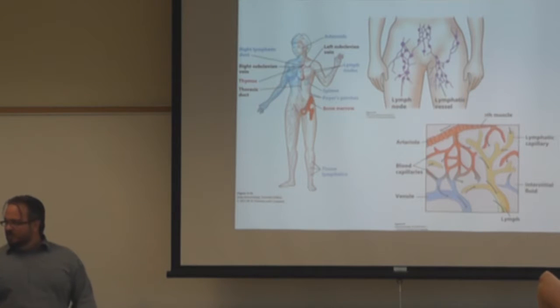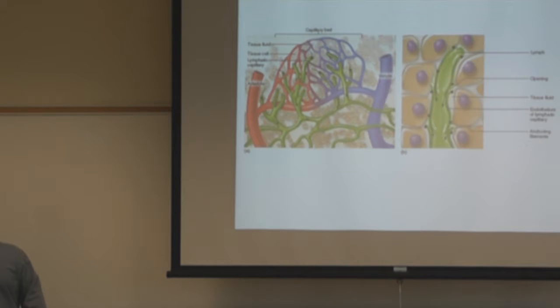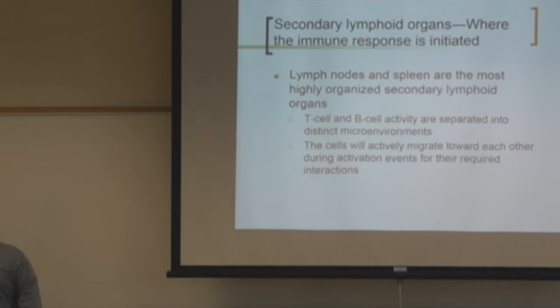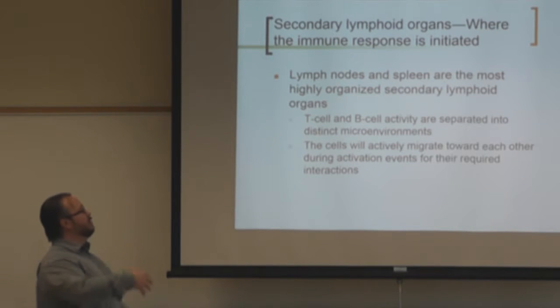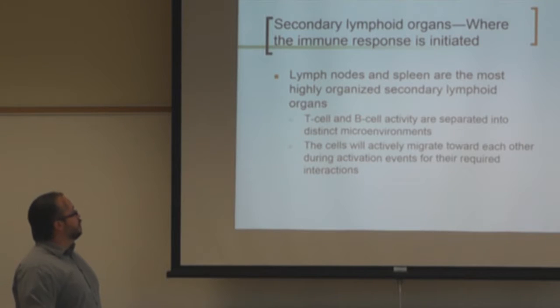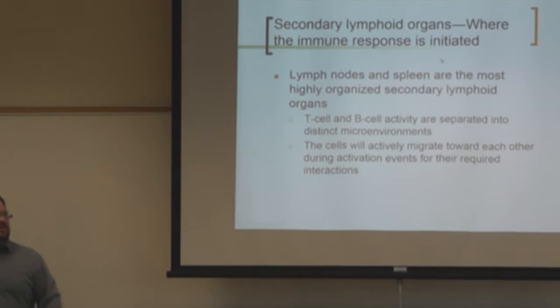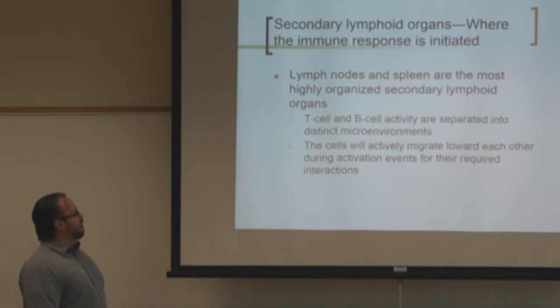So again, our lymphatics are going to drain to lymph nodes, and our secondary lymphoid organs are going to be these lymph nodes. The spleen, it used to be believed that the spleen wasn't part of this, but now it's been included. I'm not sure at what point they started including it, but it was within the last few years. T cells and B cells are going to circulate through these lymphoid organs, looking for antigen.